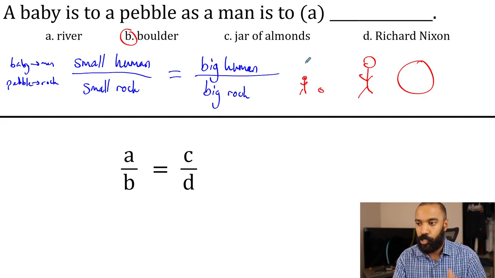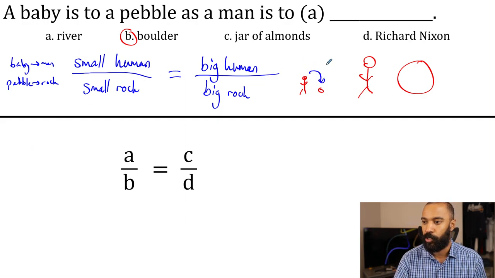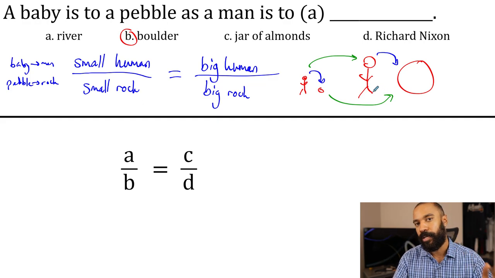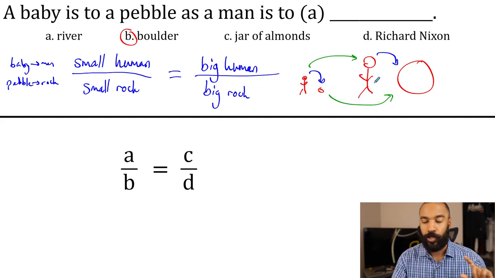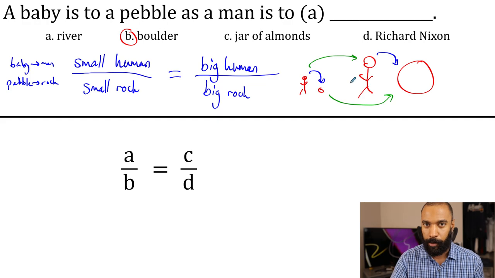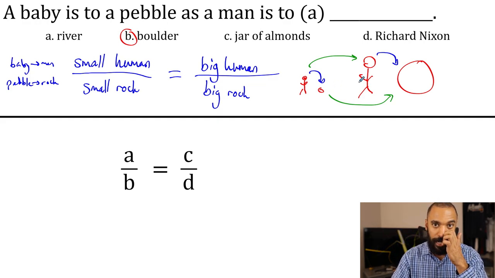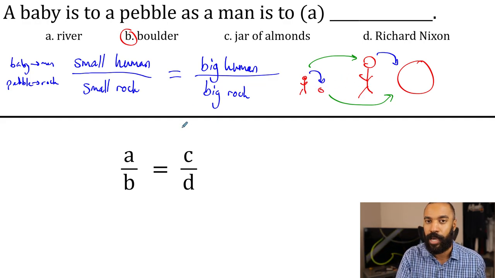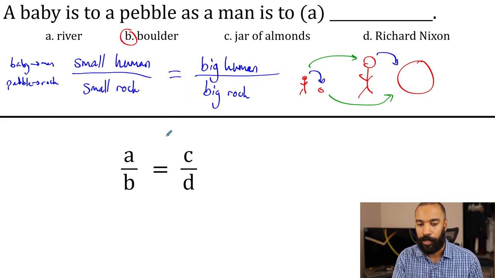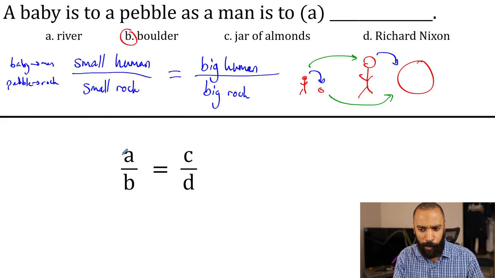Okay? So you can do those comparisons and compare baby to rock, baby to pebble, man to boulder, or baby to man and pebble to boulder. As long as those tie-ins work, you can reverse it. As long as those tie-ins work, that's setting up a proportion correctly. Now that's an idea of setting up a proportion, and we'll get back to that when we do the big one later.